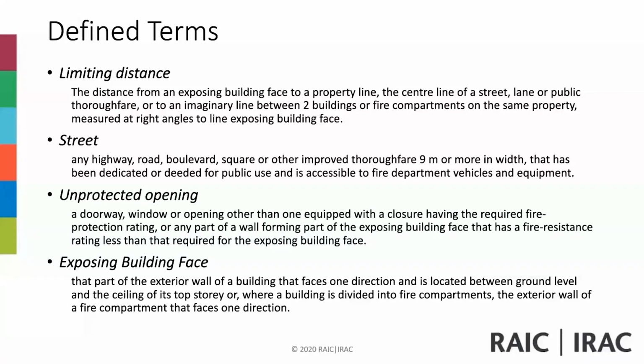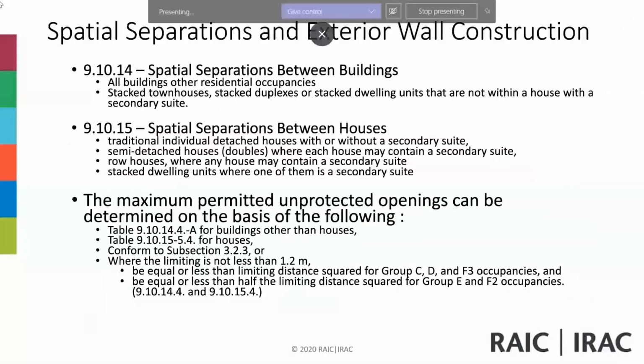The exterior walls of a building that face in one direction are located between the ground level and the ceiling of the top story, or the ceiling above if the building is divided into fire compartments of at least 45 minutes fire separation. So 9.10.14 looks at spatial separation between buildings, all buildings. If you look at spatial separations between houses, you go to 9.10.15. Now 9.10.14 is more conservative than 9.10.15.